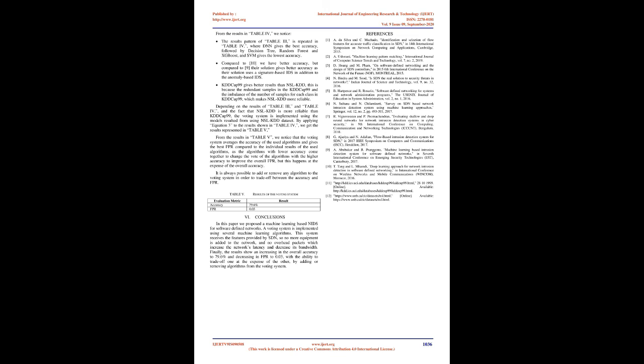From the results in Table V, we notice that the voting system averages the accuracy of the used algorithms and gives the best FPR compared to the individual results of the used algorithms, as the algorithms with lower accuracy come together to change the vote of the algorithms with the higher accuracy to improve the overall FPR, but this happens at the expense of the overall accuracy. It is always possible to add or remove any algorithm to the voting system in order to trade off between the accuracy and FPR.